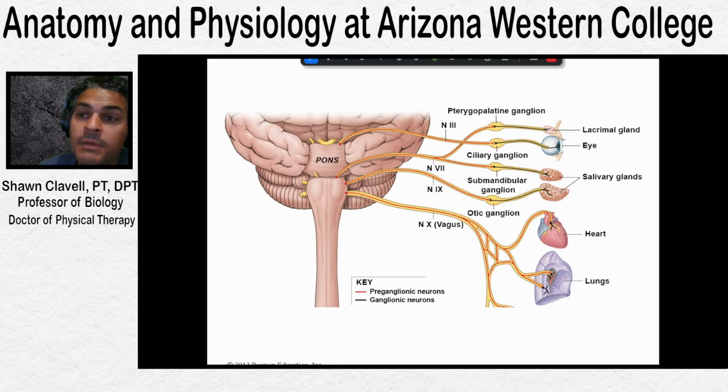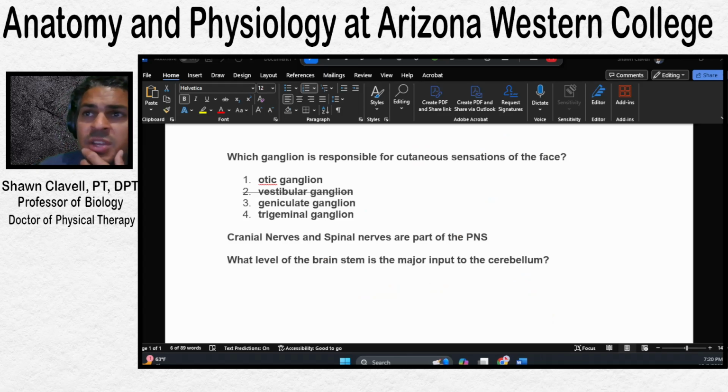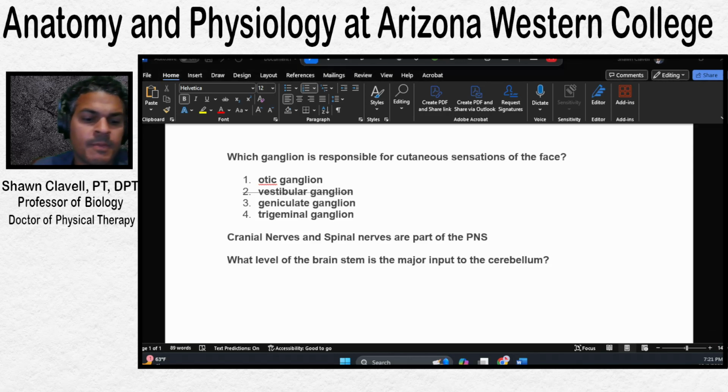So, of those four options, the two best answers that I can see here are going to be that of the geniculate ganglion, specifically related to the facial, the face, right? So that's specifically to the face. And let me see here. So the trigeminal nuclei of the trigeminal nerve. Yeah.